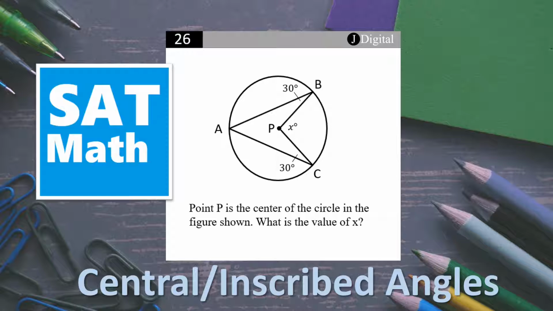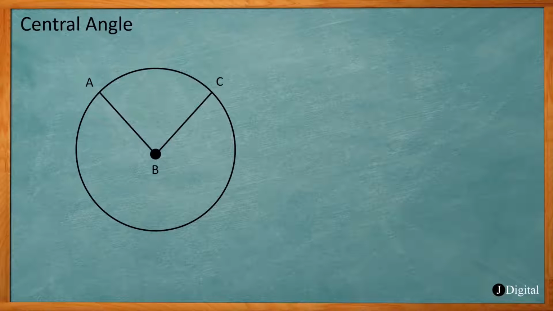In this video, we're going to talk about SAT math problems that deal with central angles and inscribed angles. Now, a central angle is when the vertex of the angle is at the center of the circle. So point B here is the center of the circle. The measure of this angle is going to be equal to the measure of this arc. So if this is 40 degrees, the arc will also be 40 degrees. That's the central angle.